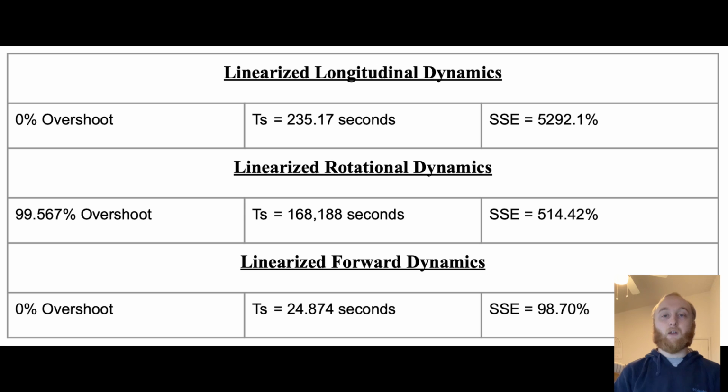99.567% overshoot, a settling time of 168,188 seconds, and a steady state error of 514.42%. Lastly, the forward system gives a 0% overshoot, settling time of 24.874 seconds, and a steady state error of 98.7%. Hello, this is Dylan Kerr.